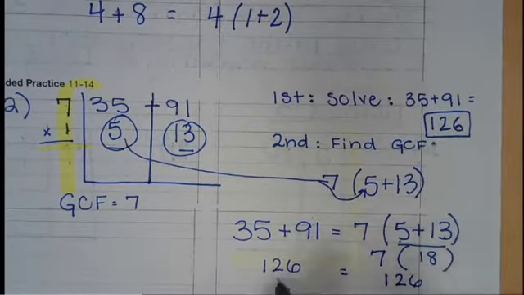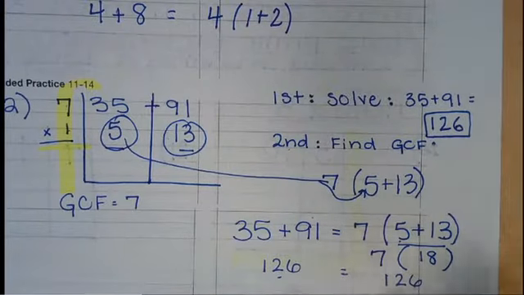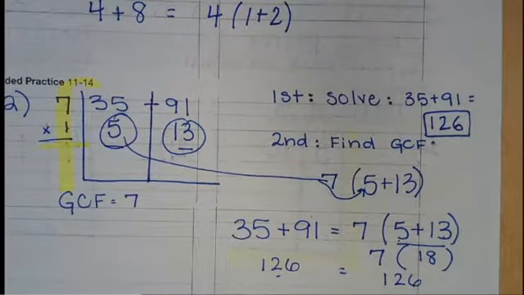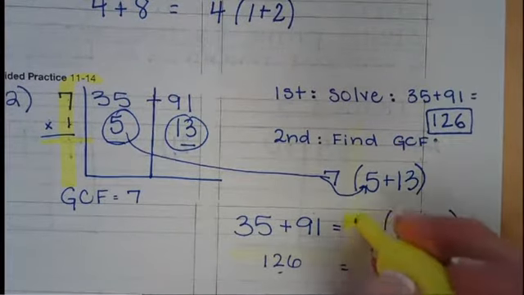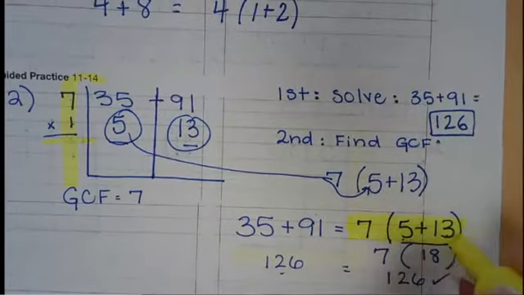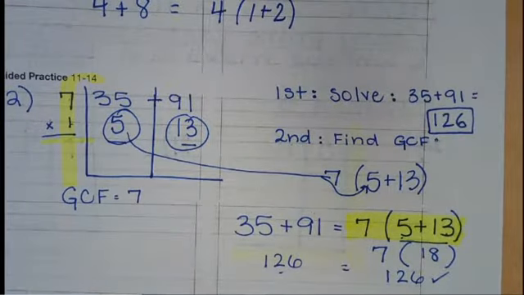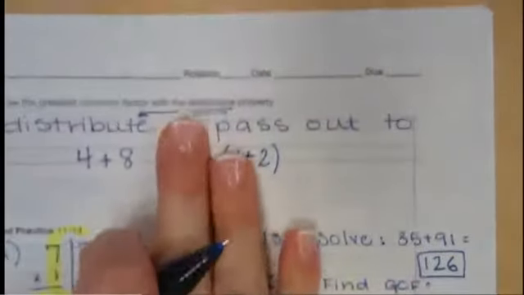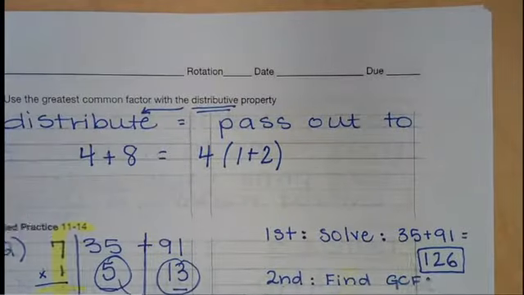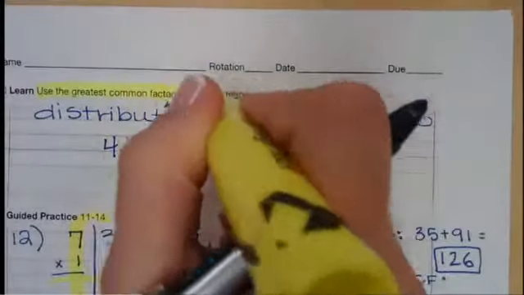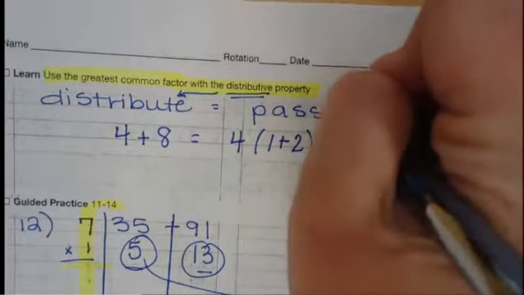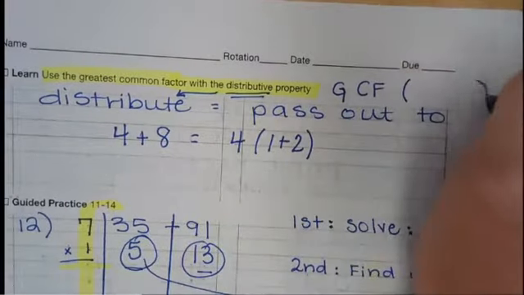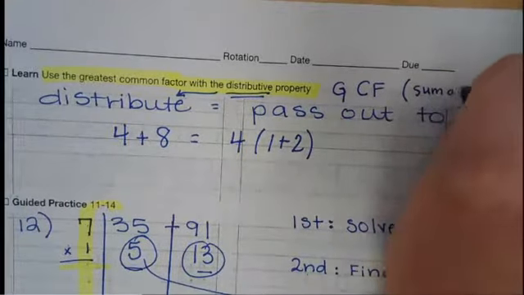So 126 is equal to 126. If it's an equation, it has to be equal. Did I do the work correctly? The answer is yes. Technically, 126 is not my answer. My answer is the 7 times the 5 plus 13, because I redistributed it using the distributive property. So I have the greatest common factor, which was the 7, and then the sum of the two other numbers within it. So you can write up here by the directions if you want: greatest common factor, sum of numbers.